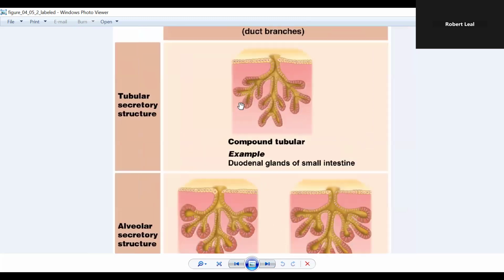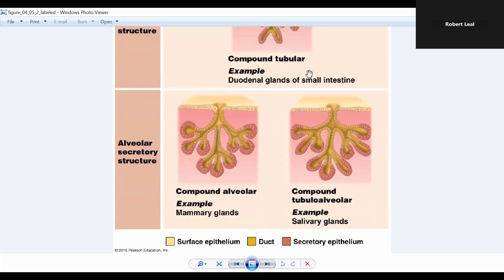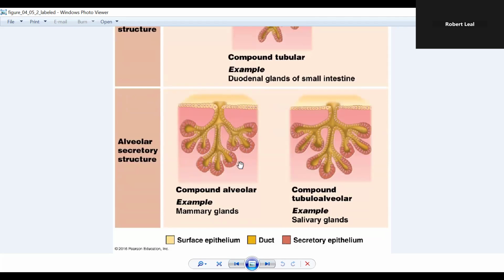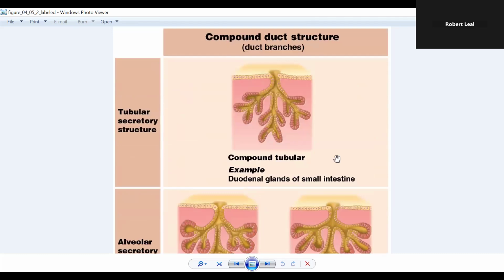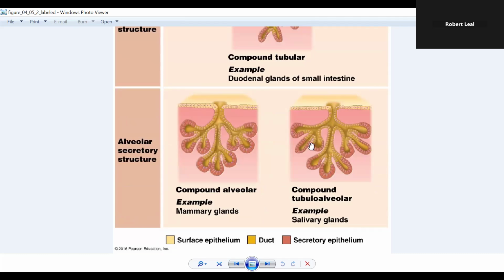Okay, these look a little more complex. These are called compound tubular. Not only do you have branches, it's multiple of them, and yet the duct, the tube, is still tube-like, so it's tubular in its name. These here look compound as well, but now look at the shape, it's round, so it's alveolar. Some examples of these would be mammary glands. The ones on the top that I forgot to mention says glands of the small intestine. And then this one has a combination of round and tube-like, so this one's compound tubulo-alveolar. And these examples are salivary glands.